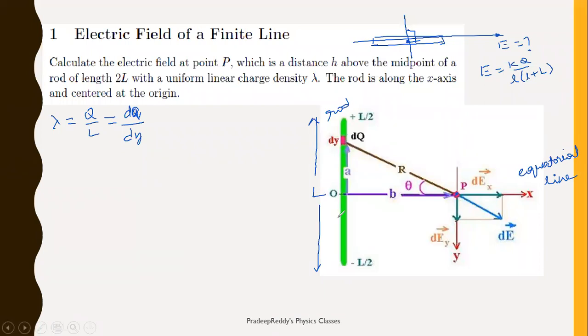Okay, this is dy. Now dq divided by dy. From here you can write dQ is equal to capital Q divided by L into dy. Take this as equation number 1. Now we have a very small element, and this element is separated from this point by some distance r.